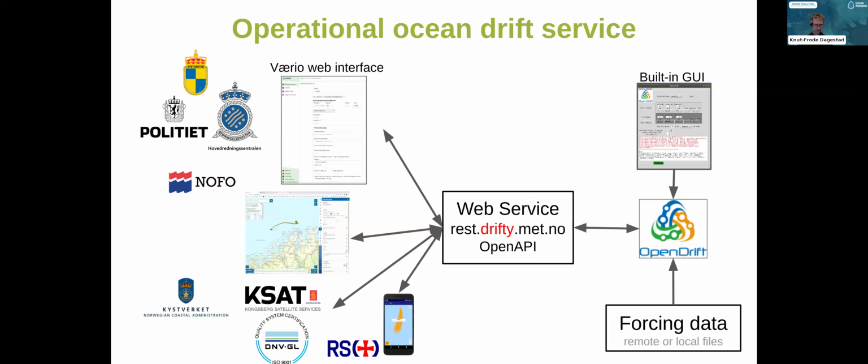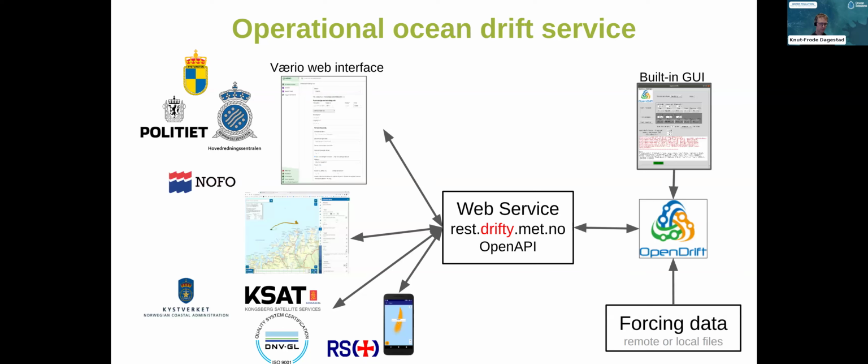But seen in the center of this slide, you see we have made a web service around this setup called Drifty, which is an open API machine interface. And that's a web service, so that on top of this, you can make different types of user interfaces. For example, at the upper left, you see it's called Vario.